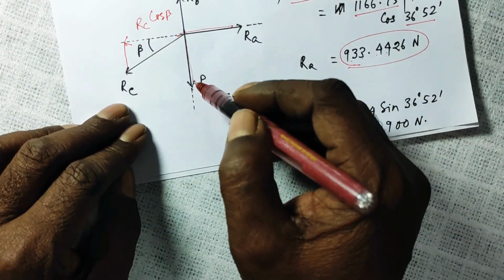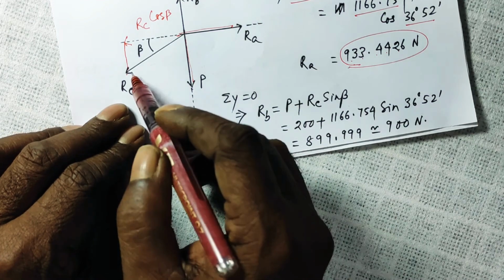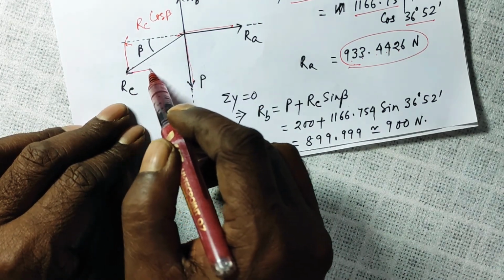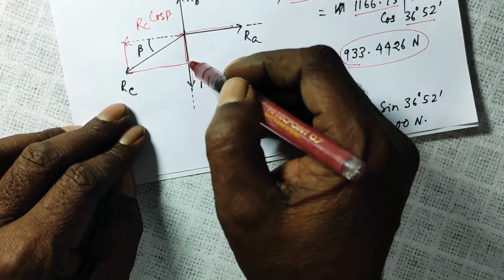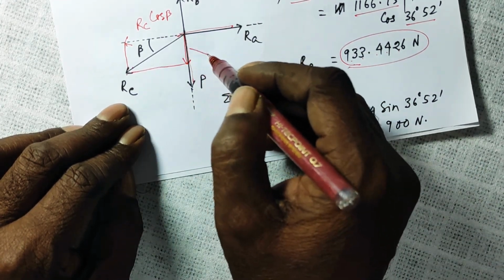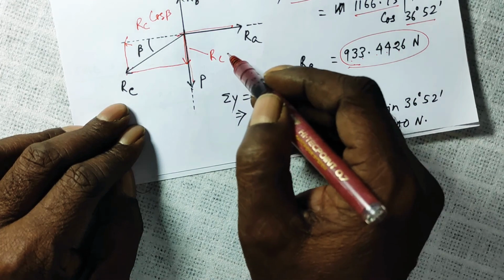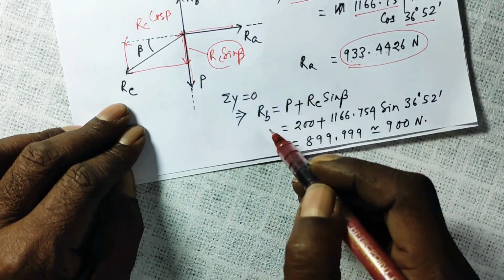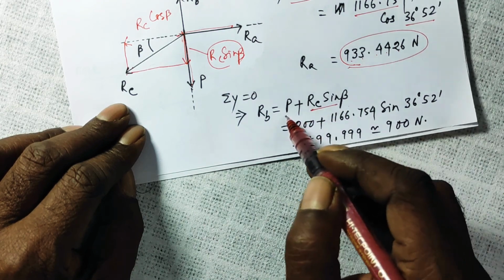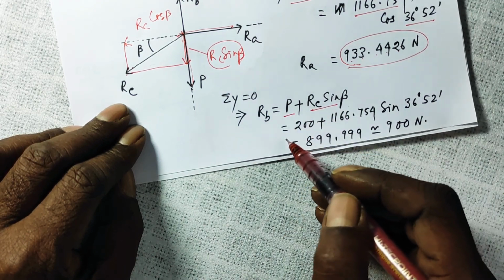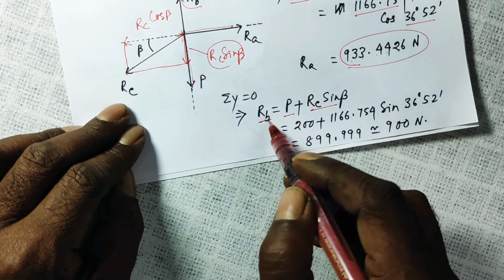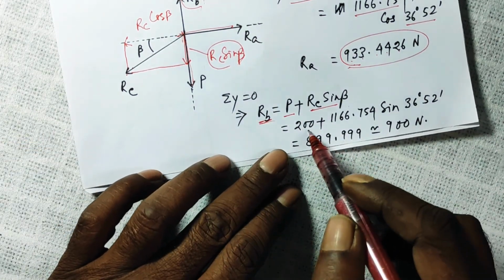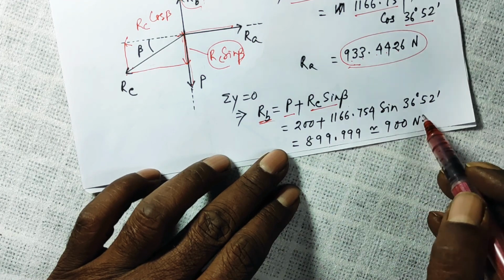This is already along the y-axis. We only have to split this vector RC. Its y component will be from here to here, and how much will that be? It will be your RC sine beta. RC sine beta and P are in the same direction, so that will be opposed by RB. So by putting the values, this comes out to be nearly 900 Newton.